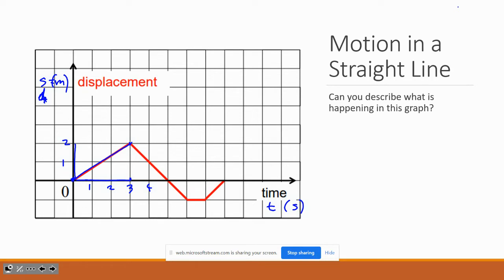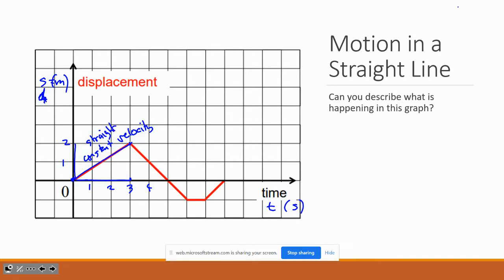Notice this is a straight line. This straight line means that we're going from A to B, from 0 to 2 meters in 3 seconds at a constant speed, or a constant velocity, because that speed has a direction, okay? So the straight line means that we have a constant velocity.